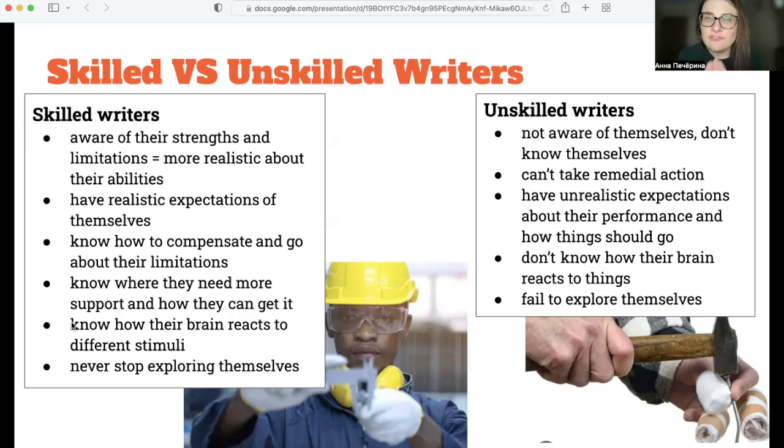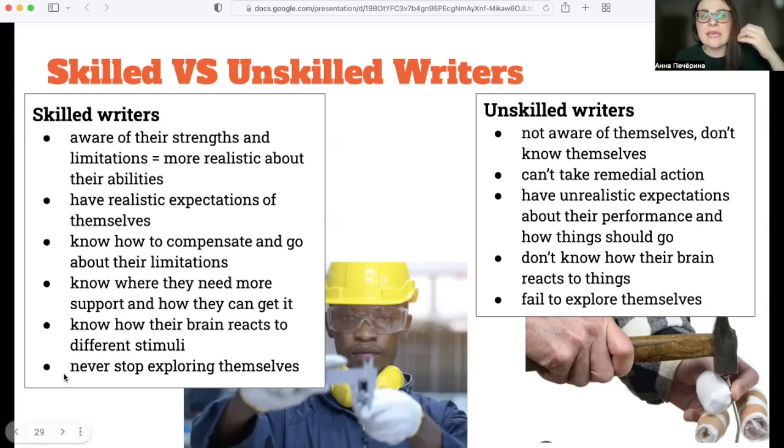Yeah, so they need to learn about their own reactions, and you need to see how they react so that you could help them to deal with that, right? And skilled writers know about that. They know themselves very well. That's what makes them distinct from unskilled writers.